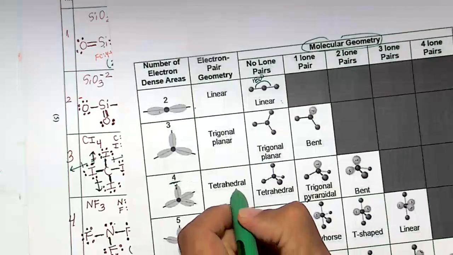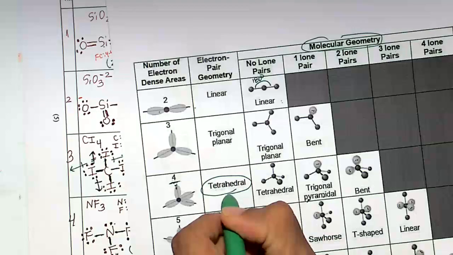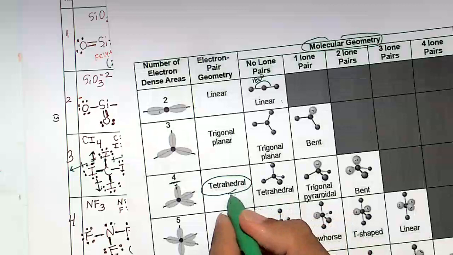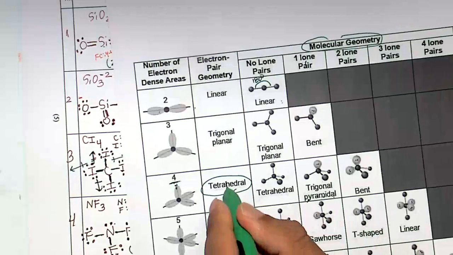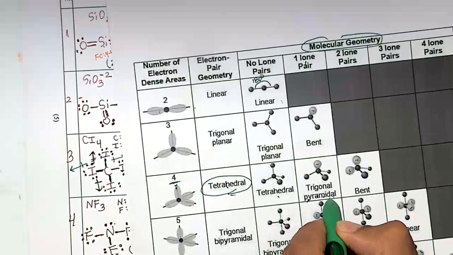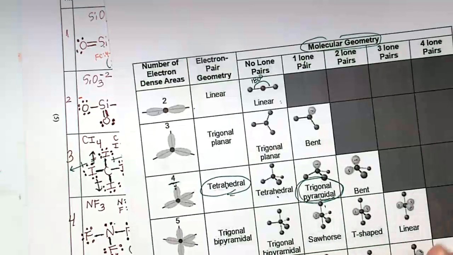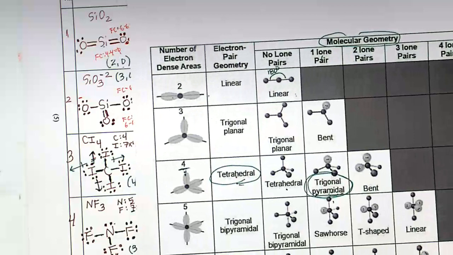The electron pair geometry is tetrahedral, but we removed 1 outer atom and replaced it with a lone pair. That lone pair made this not tetrahedral. That lone pair made it trigonal pyramidal. So this is the molecular geometry.